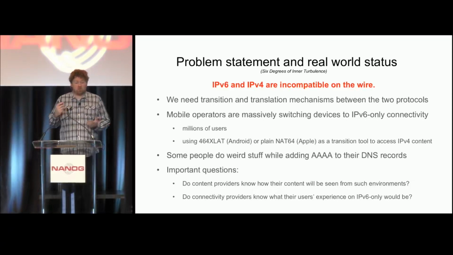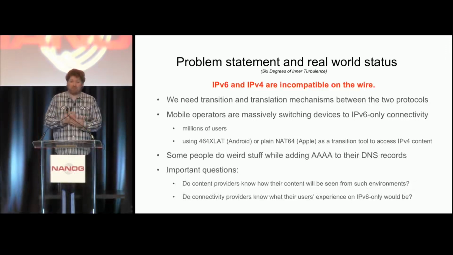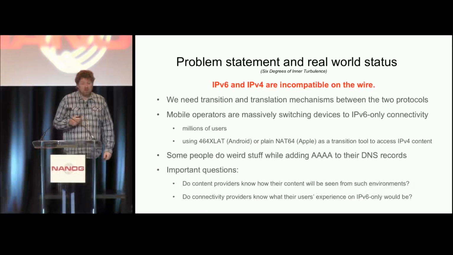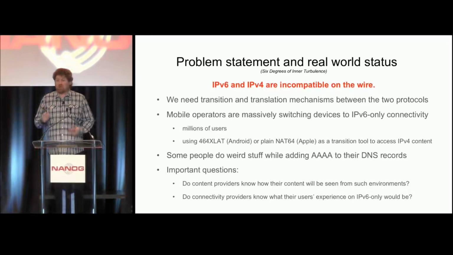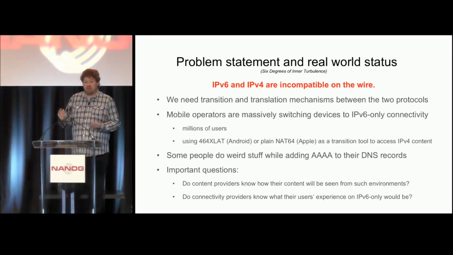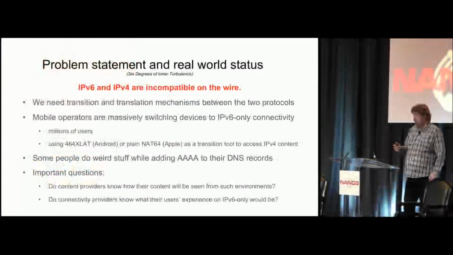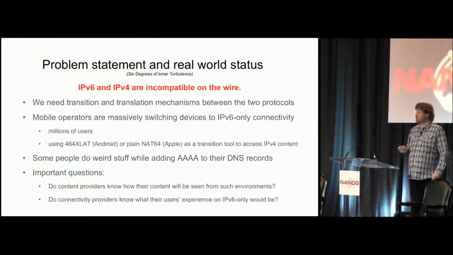So what do content providers know about the effect of what they host on people visiting their services from behind NAT64? And people who are willing to deploy NAT64 might want to get an idea of, okay, if we deploy this technology, what's the effect going to be on our users? So that's why we started doing some testing.